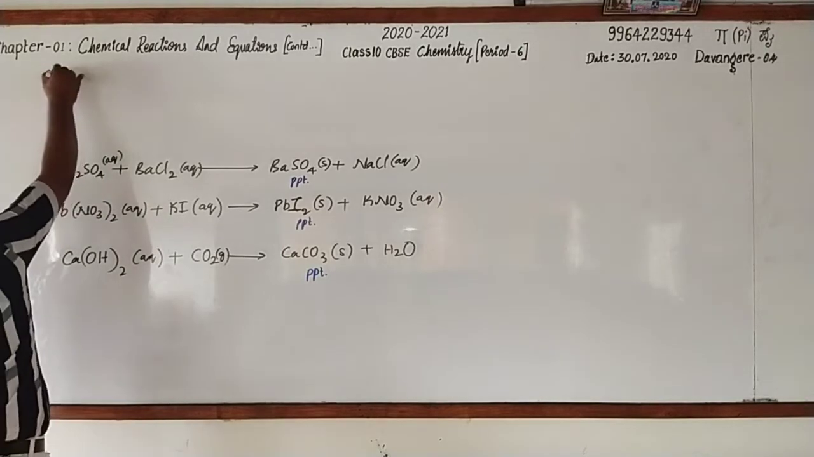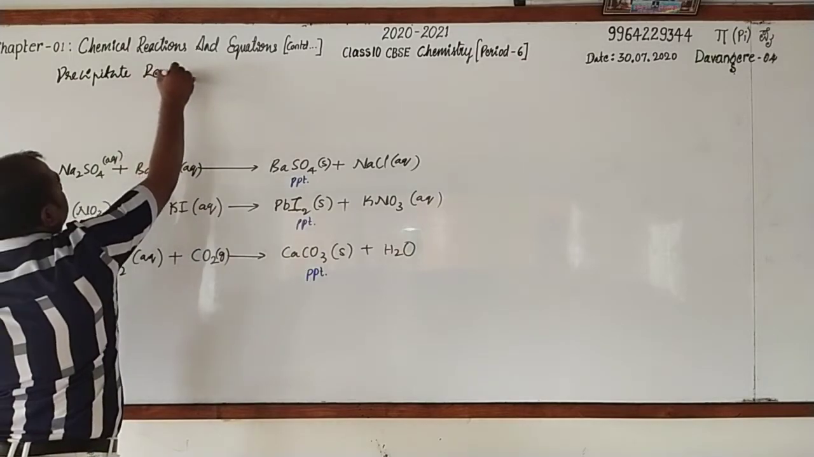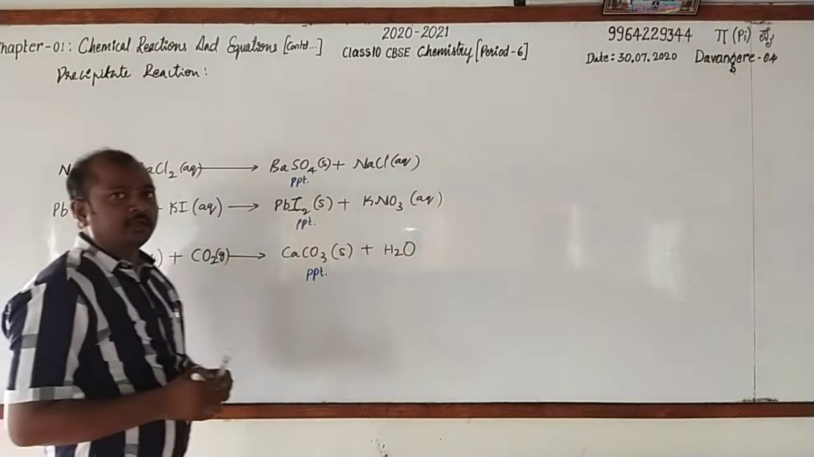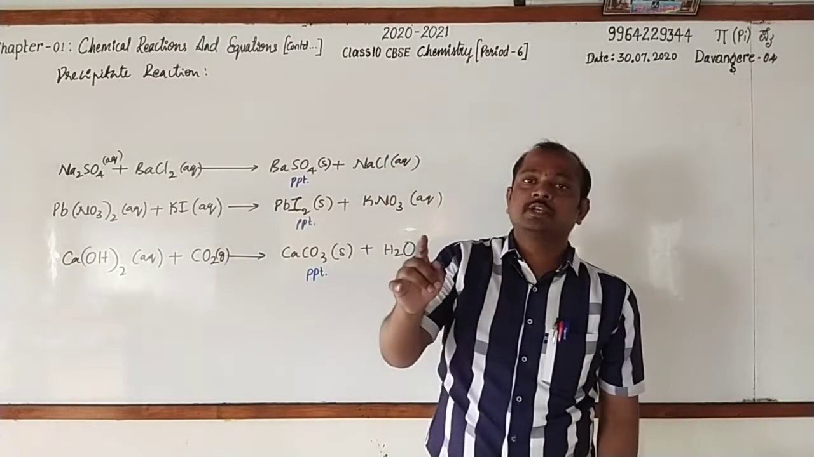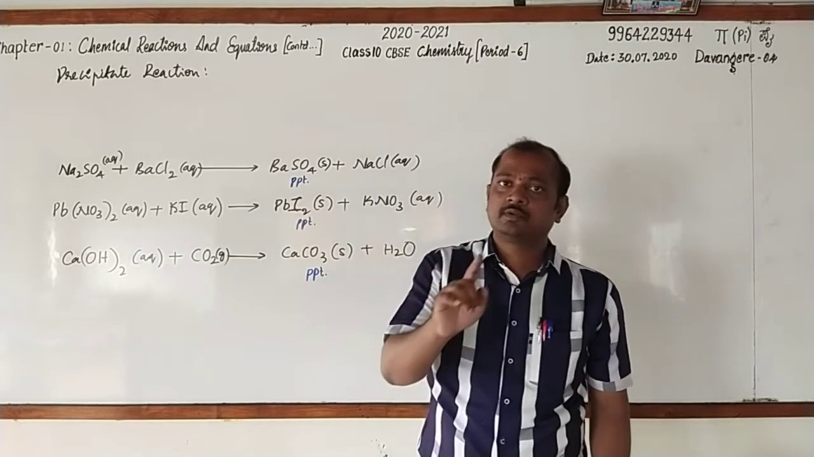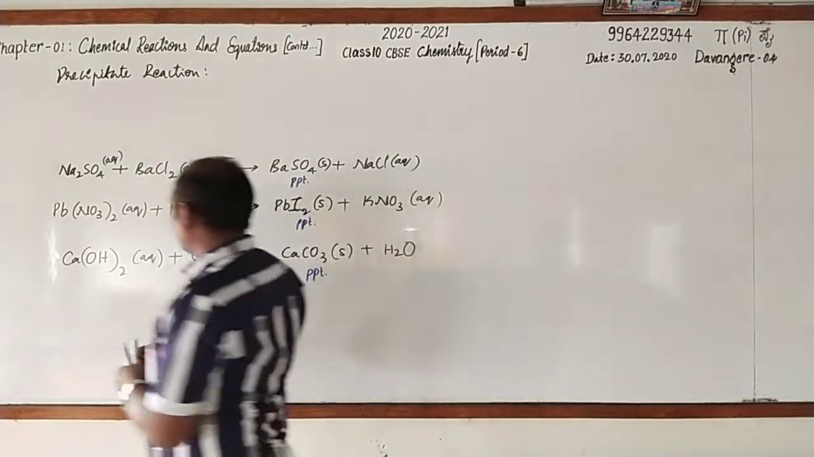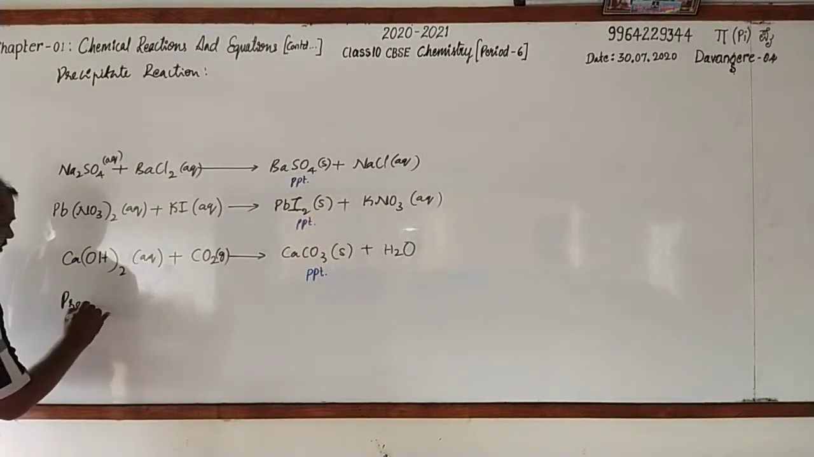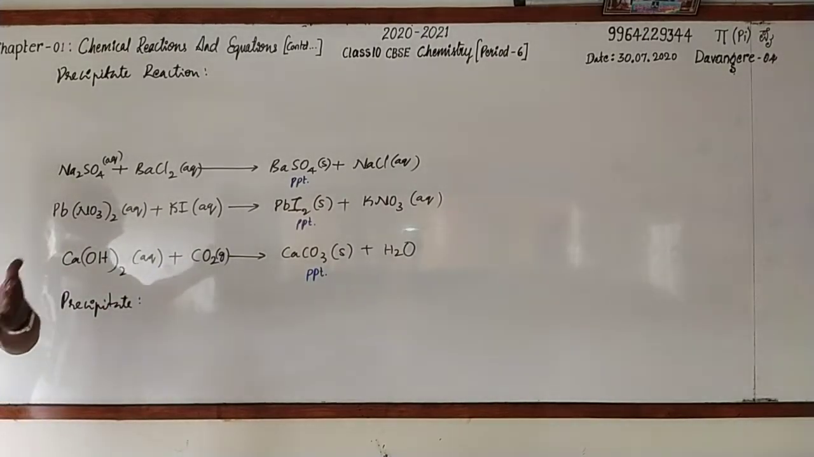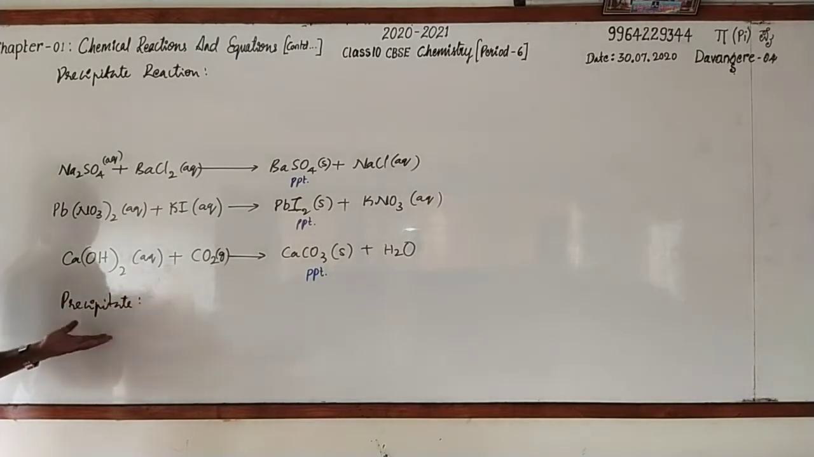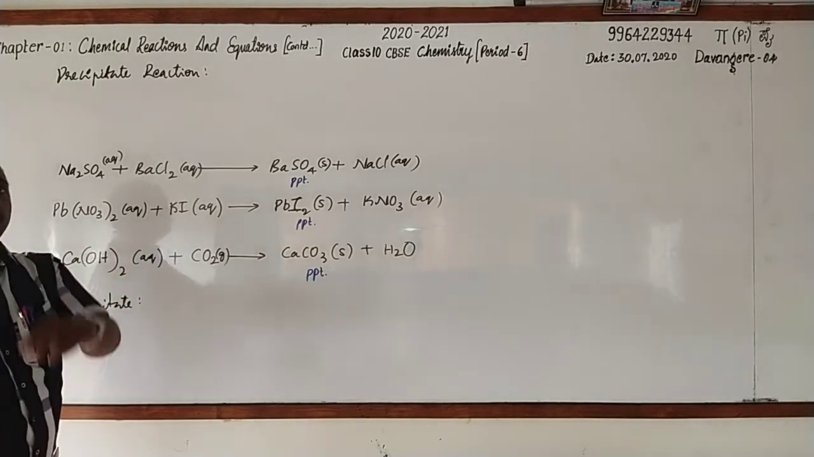Got it? Then how do you define precipitate reaction? Precipitate reaction can be defined in this way: the chemical reaction in which a solid chemical substance is formed and which is insoluble in the solution. Got it? It is called precipitate reaction. Then what is precipitate? Precipitate is a solid chemical substance which is formed as a result of chemical reaction.